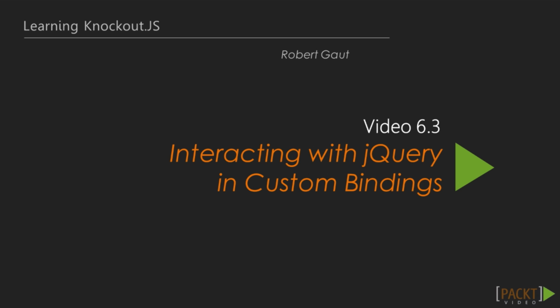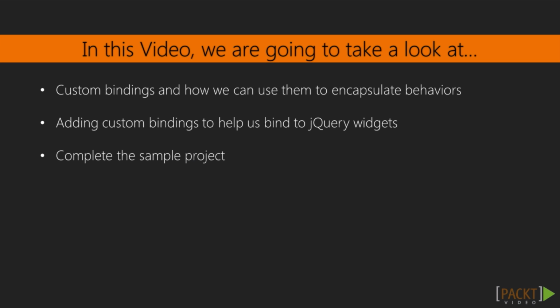Greetings! In the last video, we saw how to use extenders to add functionality to observables. In this video, we're going to take a look at one of the best and most powerful extensibility features in Knockout.JS, custom bindings. We've already used many of Knockout's built-in bindings like text, foreach, and template, but we can actually create our own bindings.